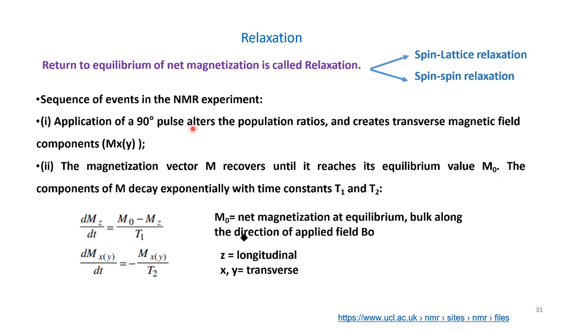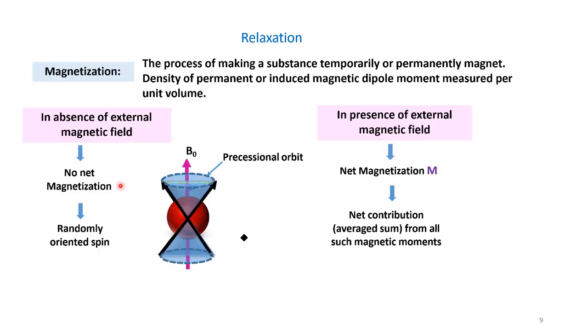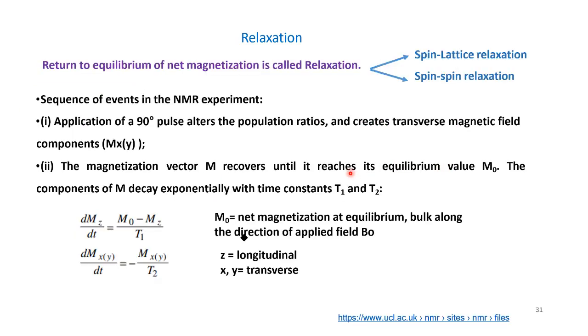The magnetization vector M will recover until it reaches its equilibrium value, that is M naught. As can be seen here, initially there is no magnetization, but when we apply the magnetic field, we get a net magnetization M. It has to come back to the equilibrium state after relaxation. That component of M decays exponentially with time constants T1 and T2. T1 is for the spin lattice relaxation, and T2 is for the spin relaxation.